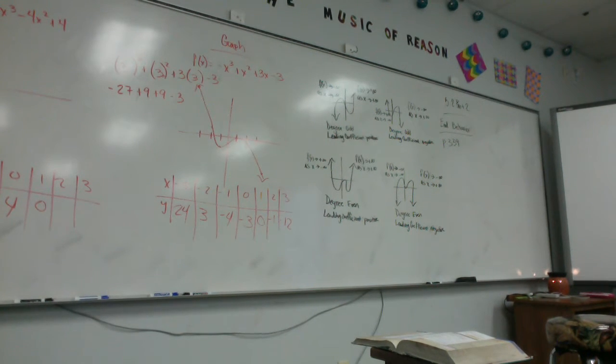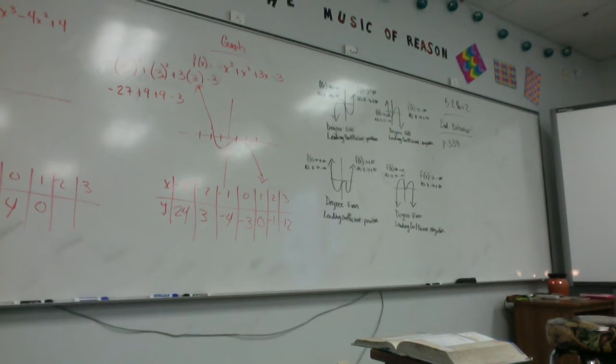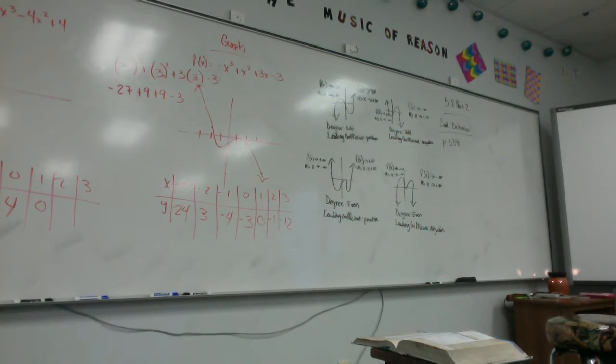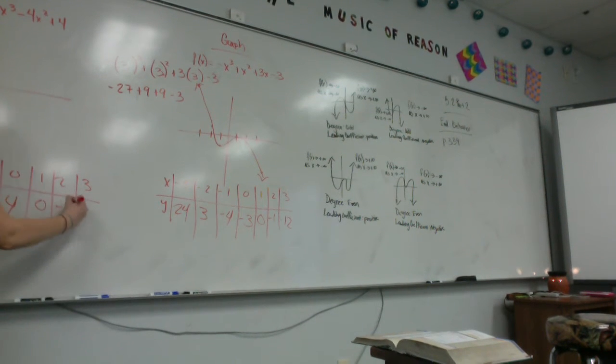What's 2 to the 4th? 16. What's 2 cubed? 8, minus. Negative. And then 2 squared is 4. 4 times negative 4 is negative 16. And then plus 4. So this cancels, this cancels. This gives me negative 4, right?